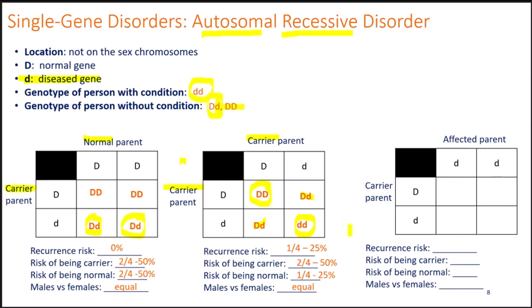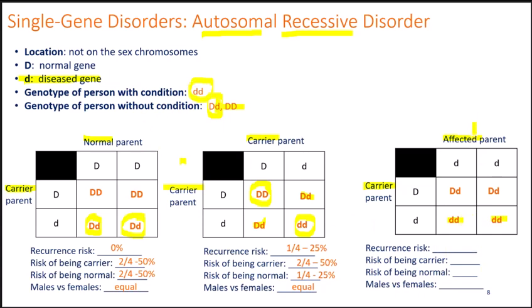Now let's move on to if you're a carrier, so you carry the sickle cell gene and you mate with someone who actually has sickle cell anemia. Let's look at the Punnett square. This is where it gets a little bit more tricky. So for procreation, the recurrence risk, the chance that their child will have the condition represented by DD, is 50%.